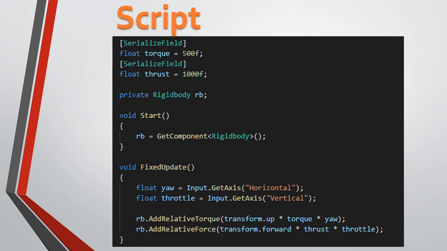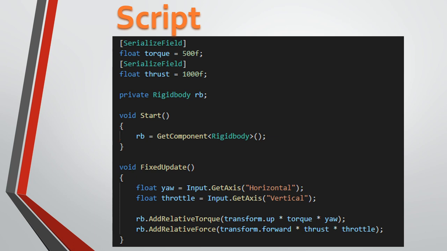So to go over that script real quick, we have a variable for torque and a variable for thrust. Torque is how much force we're going to apply to spin our ships, and thrust is how much force we're going to apply to move them. You can set those in the editor, but each of them is going to be left at their default values of 500 and 1000 respectively, as you can see at the top there. We also declare our rigidbody. So in the Start method, we're grabbing the rigidbody component from each of those ships.